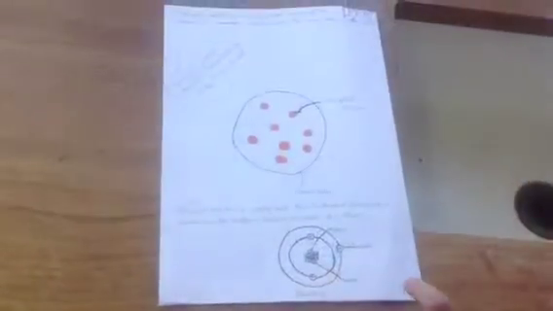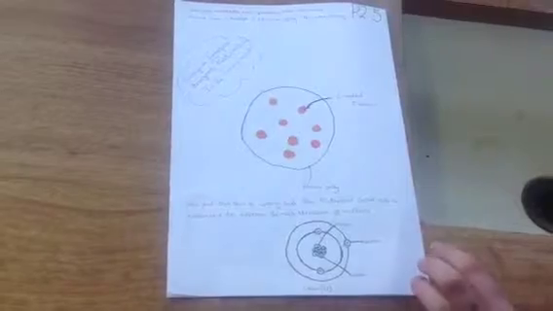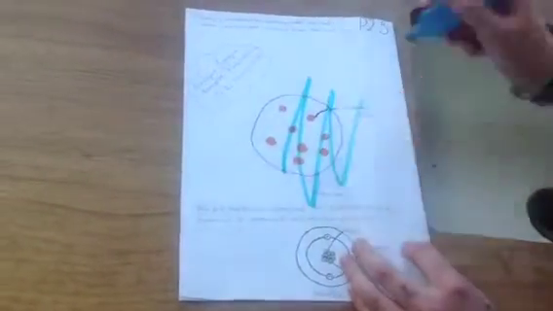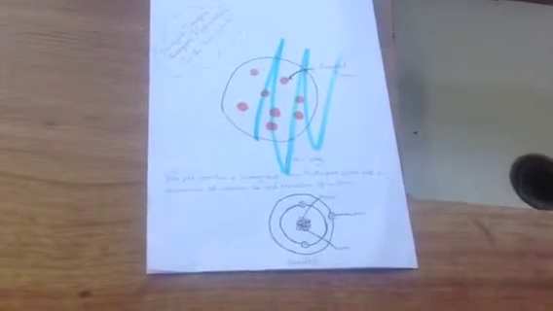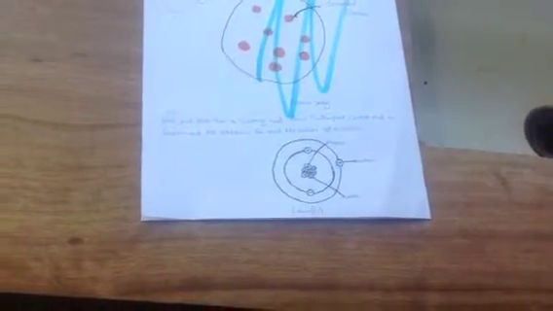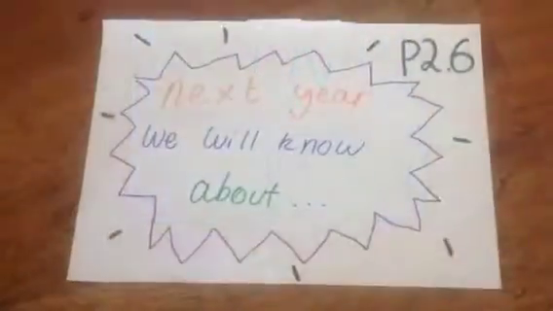Some scientist invented the plum pudding model, which said electrons were embedded in positive jelly. This was wrong. You will find out this is wrong and how Rutherford carried out an experiment to explain the real structure of an atom.